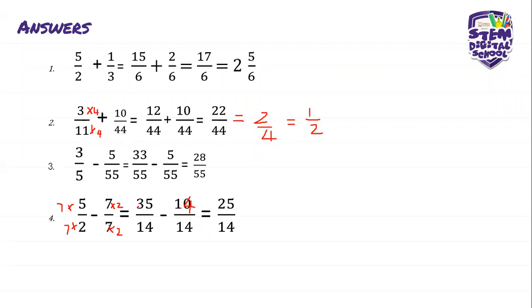There was a mistake. So 35, let's just cancel this. So 35 minus 14 gives me 21. Yeah. 21 over 14, which is equal to 3 over 2. So it gives me 21 over 14, which is equal to 3 over 2, which is equal to 1.5.